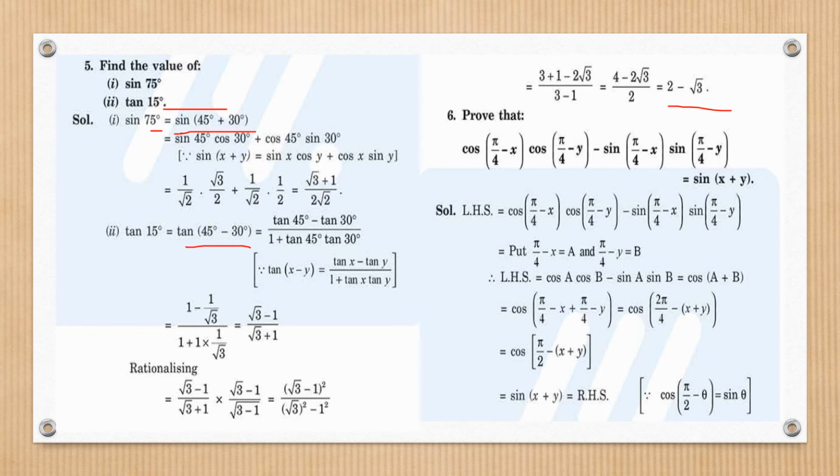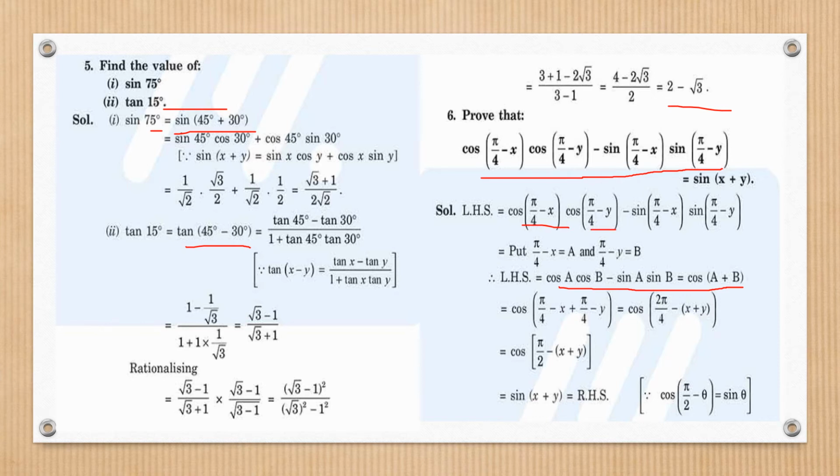Number 6 is cos pi by 4 minus x cos pi by 4 minus y minus sin pi by 4 minus x sin pi by 4 minus y. You have to prove it equal to sine of x plus y. Now see, this expression is of the form cos A cos B minus sin A sin B, which is the form of cos A plus B. Now here A is pi by 4 minus x and B is pi by 4 minus y.